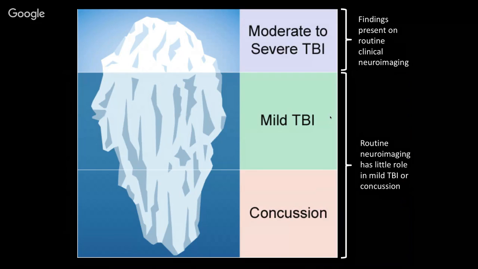Current clinical neuroimaging is confined to having utility with moderate to severe traumatic brain injury. Moderate to severe TBI, by their very definition, have findings that are present on routine clinical neuroimaging, whereas for mild TBI and concussion there is relatively little role for neuroimaging. Using our current clinical approaches, it is largely negative in those circumstances. The only exception is mild complicated TBI, where there may be milder symptoms, but there are positive findings. But the vast majority of mild TBI and concussion have essentially negative findings.